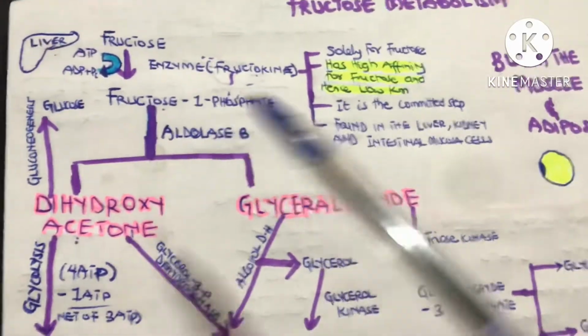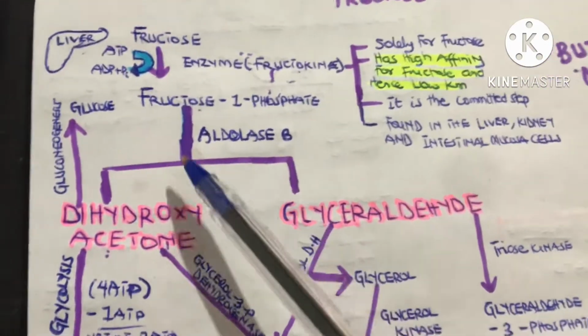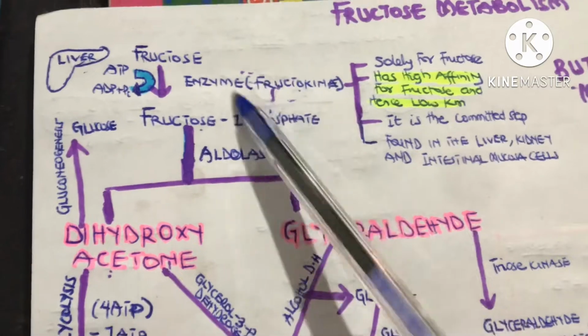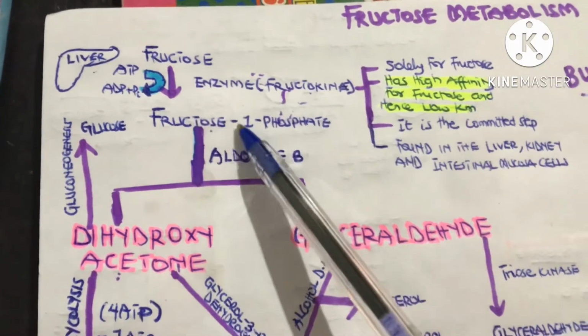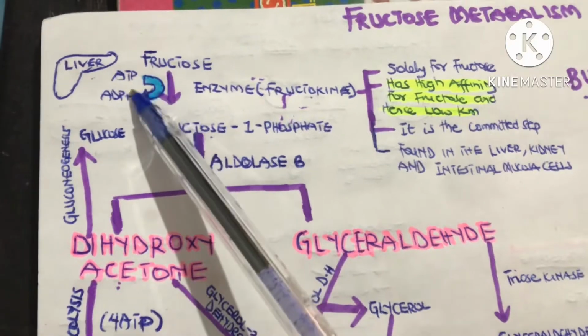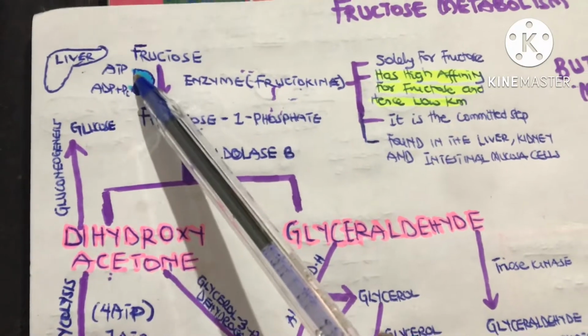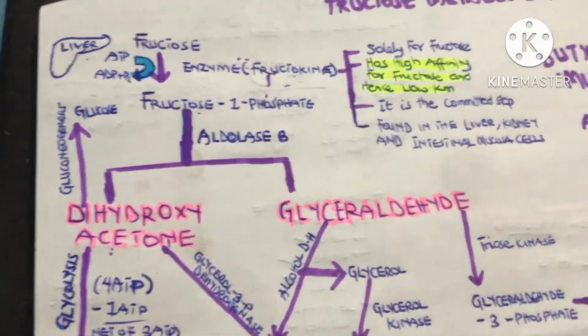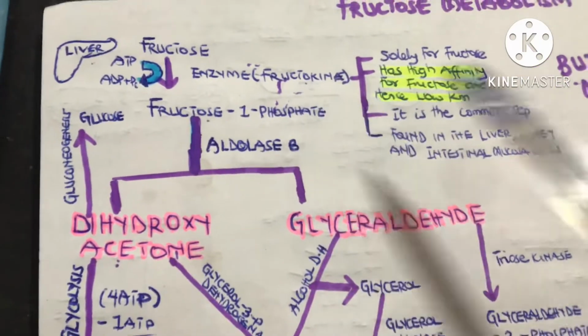So now let's look at how the fructose is being metabolized in the liver. In the liver, fructose, by the help of the enzyme fructokinase, is being converted to fructose 1-phosphate. And this process actually requires ATP, energy in the form of ATP. And let's look at some features about fructokinase.